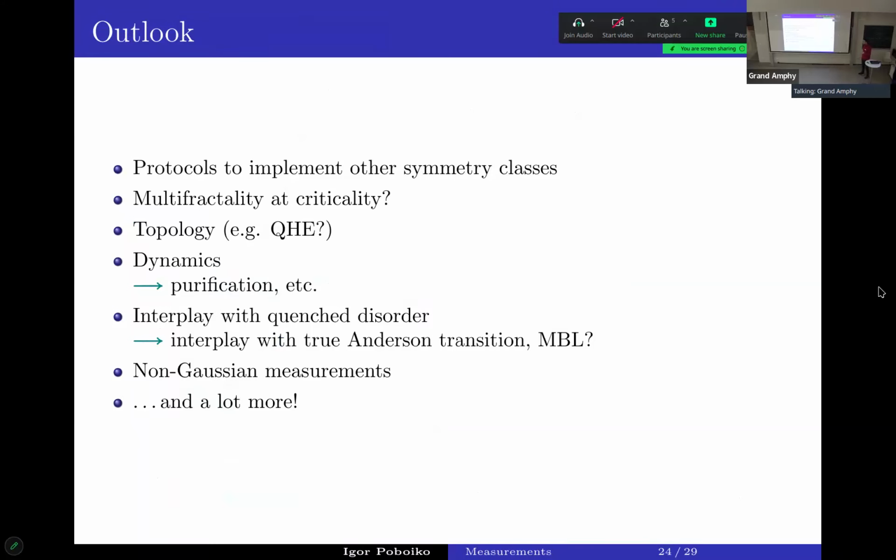There are many directions in which we would like to push this nonlinear sigma model description. Now that you have established this mapping to corresponding Anderson problems, you can also start playing with other models that will give rise to interesting universality classes. You can try to implement something like the quantum Hall effect, meaning a quantum Hall effect counterpart in this measurement setting, and so on and so forth.